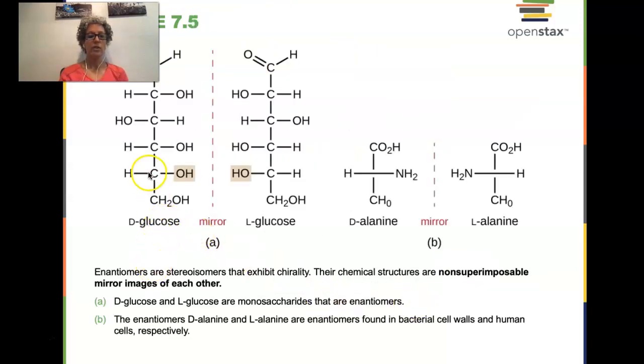We have D-glucose and L-glucose. These have the exact same C6H12O6, but here the OH is to the right on carbon number 5 and it's to the left on carbon number 5 in the L form. And again, we can't just spin that around. These are called enantiomers.